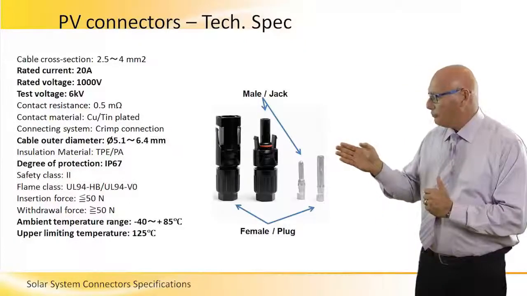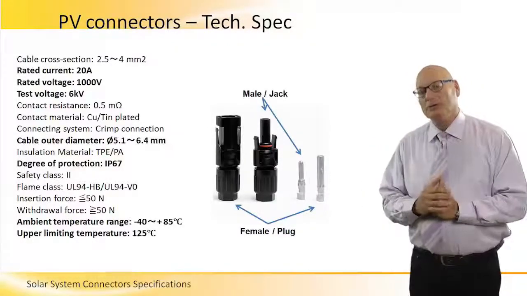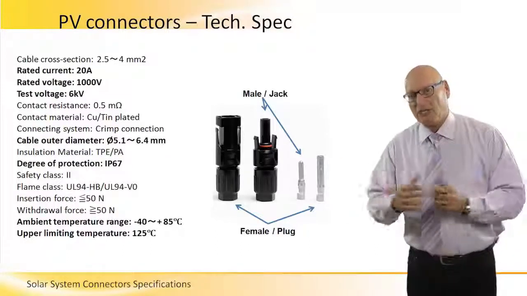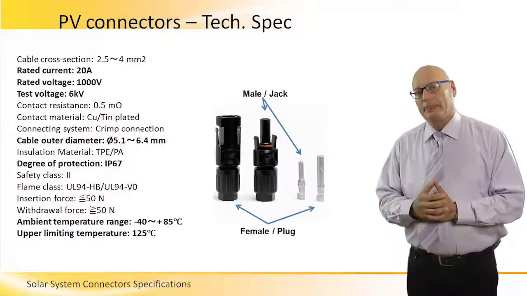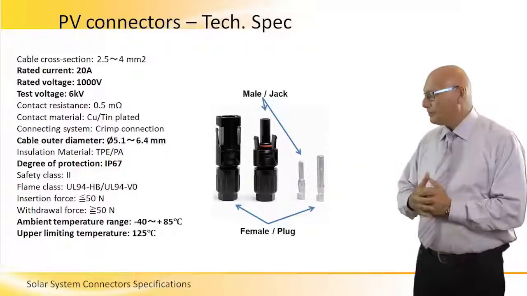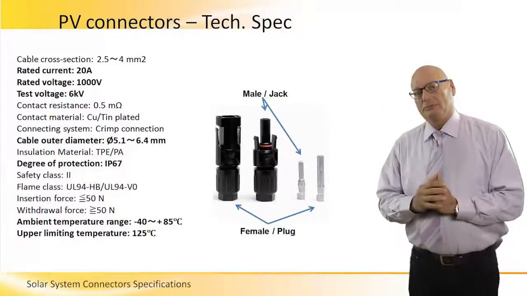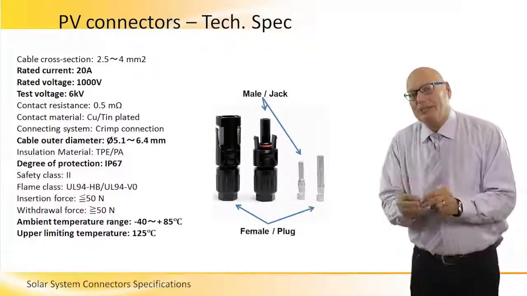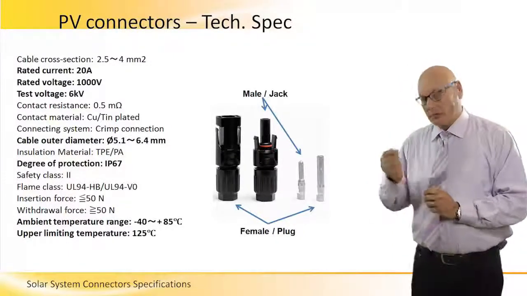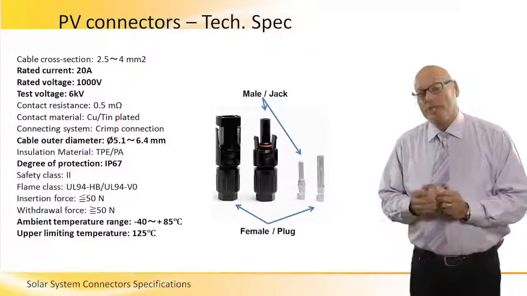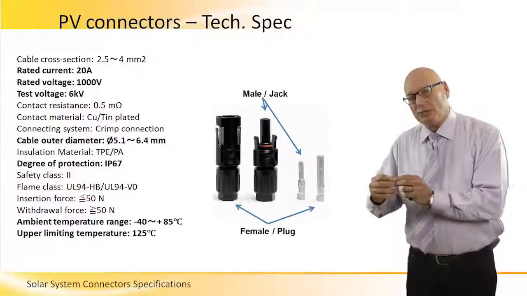So the range minus 40 to plus 85 C is the ambient temperature around the connector. By the way, around the cable as well. But if we touch the connector, the surface temperature will be higher. So this is why that upper limiting temperature, 125 C, is very, very important. When the sun hits the connector, it gets much hotter than its environment. The higher the number, 125 C, makes the connector live and perform properly per its technical specification for longer time.